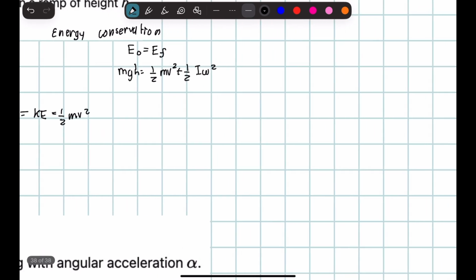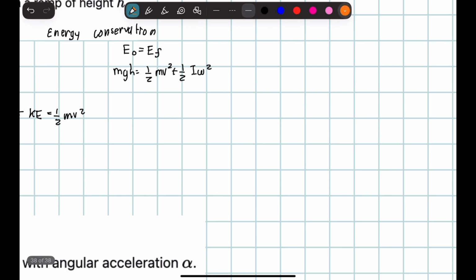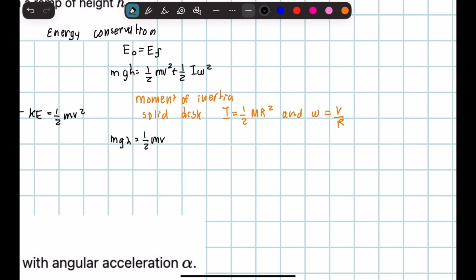So because of that, now we know that also for a solid disk, which is something that you just have to know, the moment of inertia is going to be I equals 1/2 mr squared. And you also know that the W is just going to equal V over R. And so because we know this, we can substitute these values in. So we can just write this as capital M or just lowercase m, but we can just write mgh is equal to 1/2 mv squared.